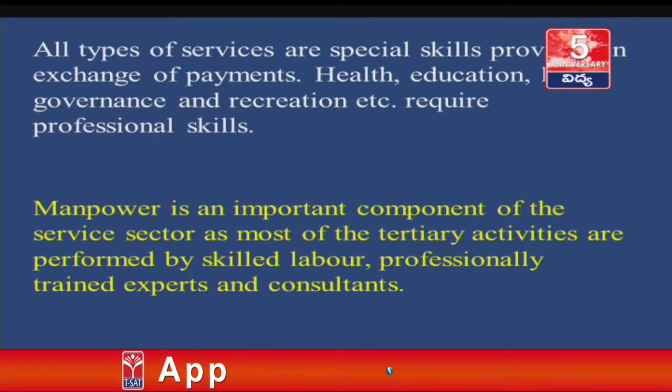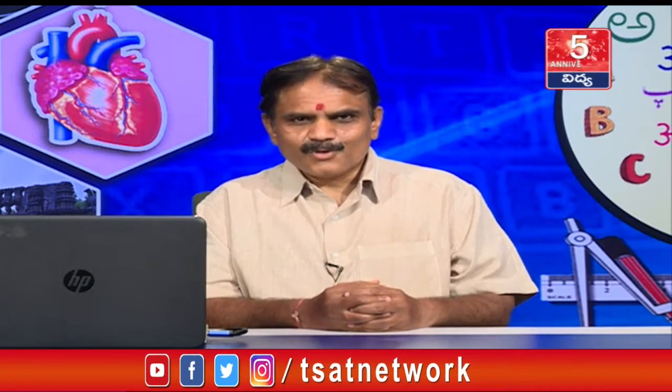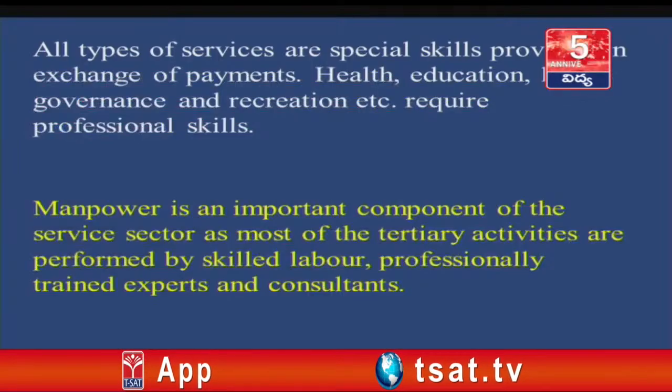Here, a service means, don't get confused, the payment will be there. It is not free, they will take the fee. If you go to the doctor, free services are different, but here most things are available with payment only. So, payment will take place, and there is also a need for some professional skills.